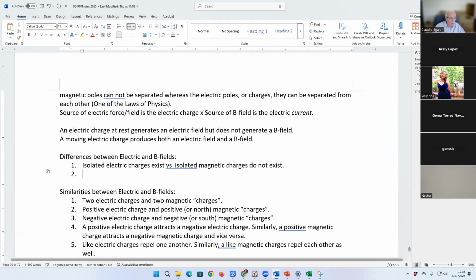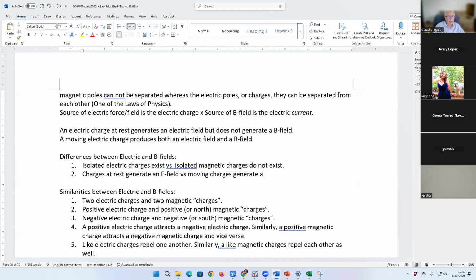Oh, okay, I gotta put it here. Another difference, right? Charges at rest generate an electric field versus moving charges generate a B field. That's an important difference between them.